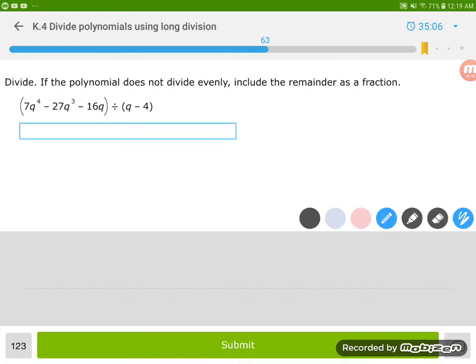Okay, let's go ahead. We'll do one more. This is another good one. Kind of complex. Not too complex, but we'll still do it.